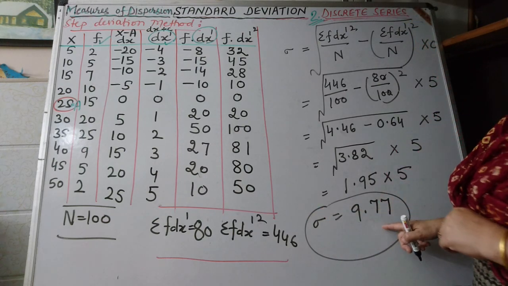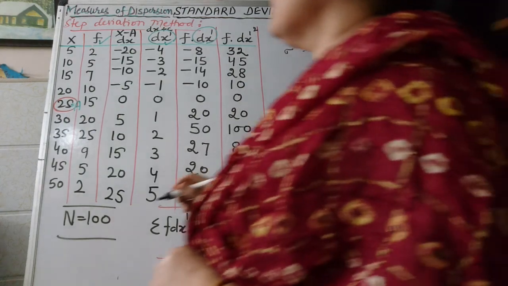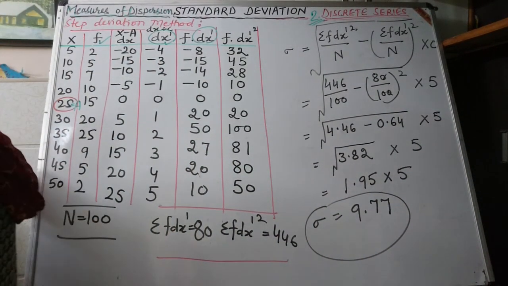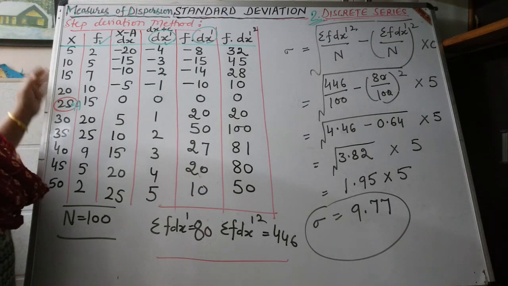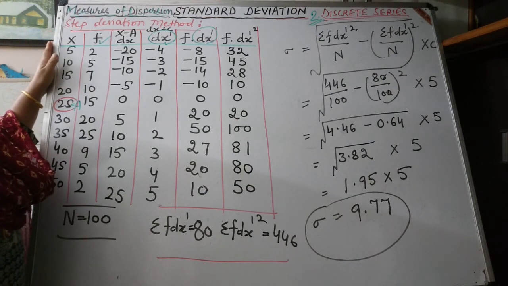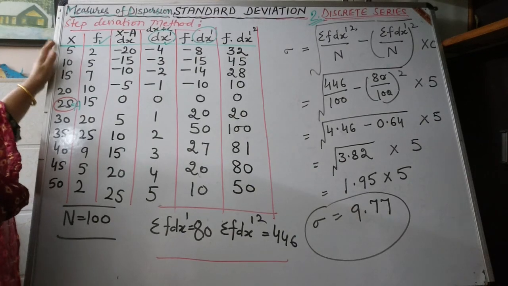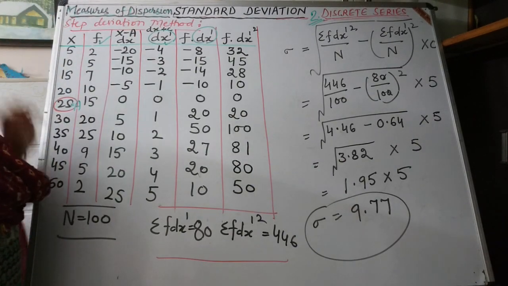So we have calculated the standard deviation in a discrete series by the third method, the step deviation method. So the discrete series has three methods. We have already cleared the direct method, then the shortcut method, and the third one was the step deviation method.